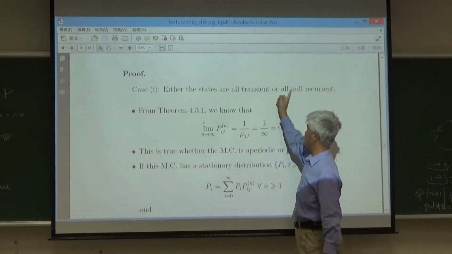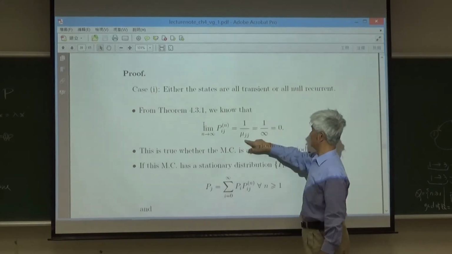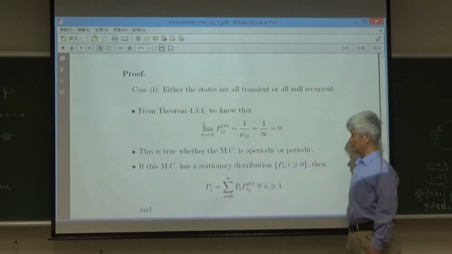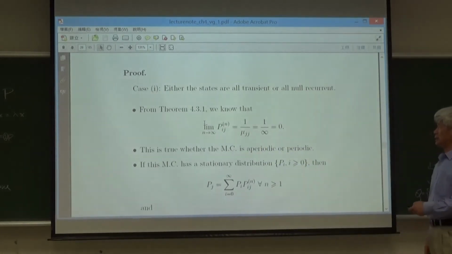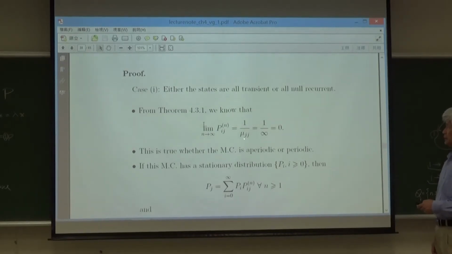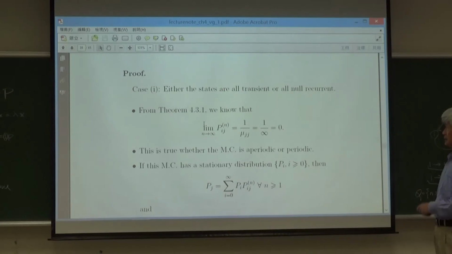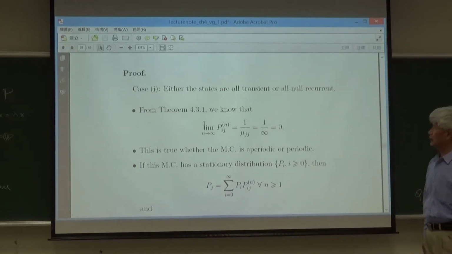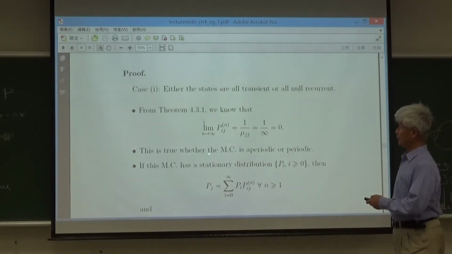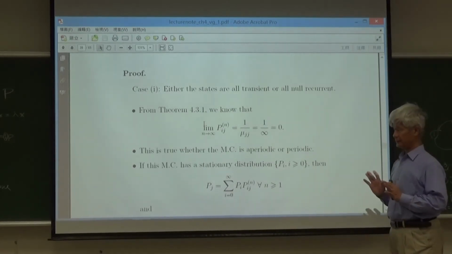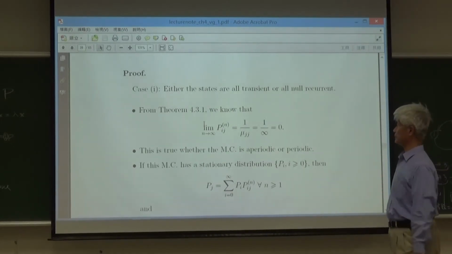And for both cases, either transient or non-recurrent, this mean expected first return time is infinite. So 1 over mu is 0. And this is true whether the Markov chain is periodic or non-periodic. Okay, this is also always true.